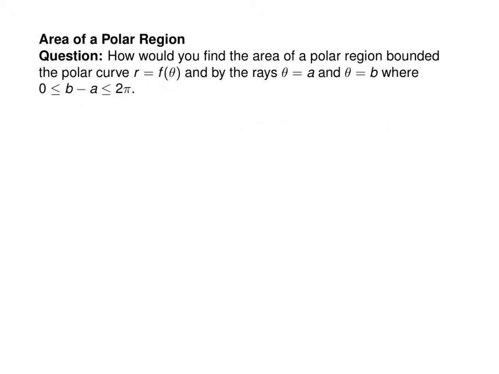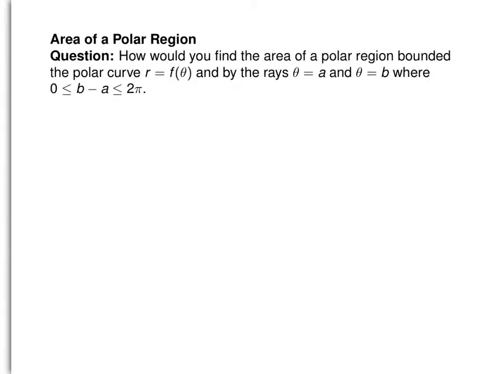In this lesson, we will learn how to find area and arc length of curves where they are represented by polar coordinates. So how do you find the area of a polar region bounded by the polar curve r equals f of theta and by the rays theta equals a and theta equals b, where the difference between b and a is less than 2 pi? So what we have to start with is how to find the area of a sector.